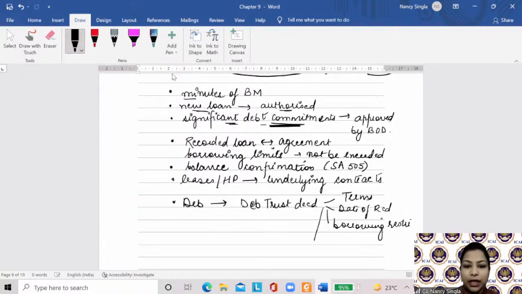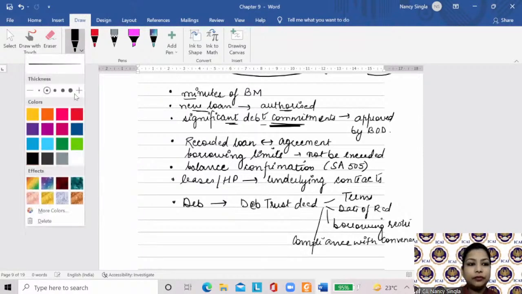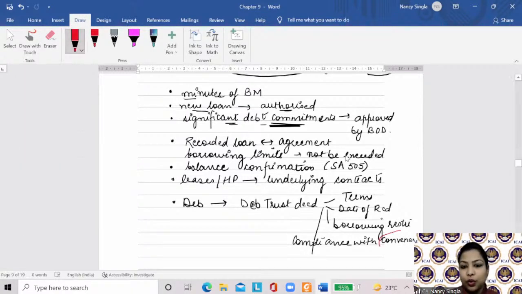Okay? After that, whether there has been compliance with the covenants. So what are covenants and what is meant by borrowing restrictions? I'll just tell you. Covenants is a formal name for agreement terms. So whatever are the terms which have been mentioned in the agreement, or you can say the trust deed here, whether that has been complied with or not. Okay? Further, are there any borrowing restrictions?